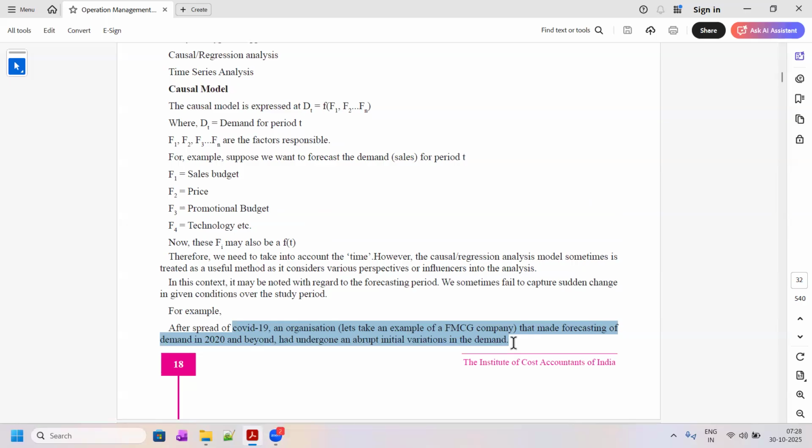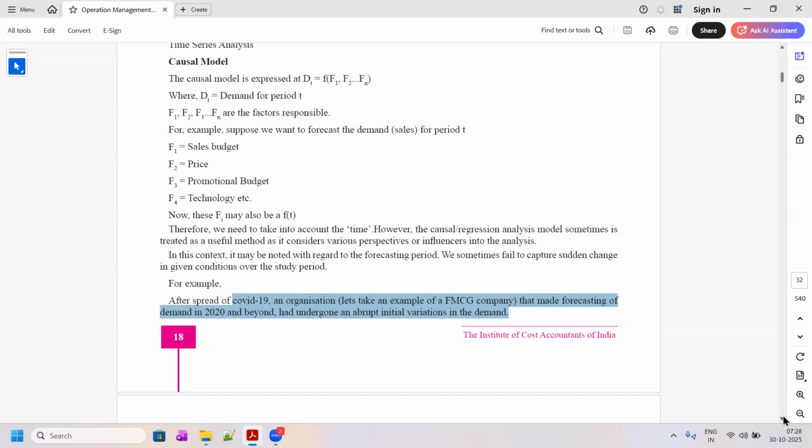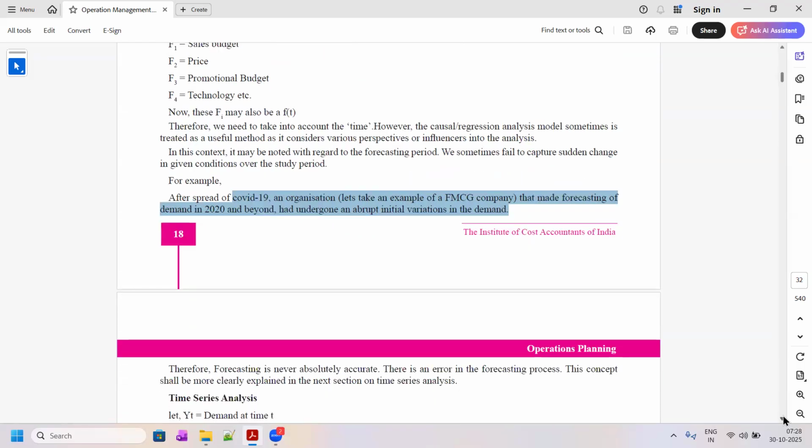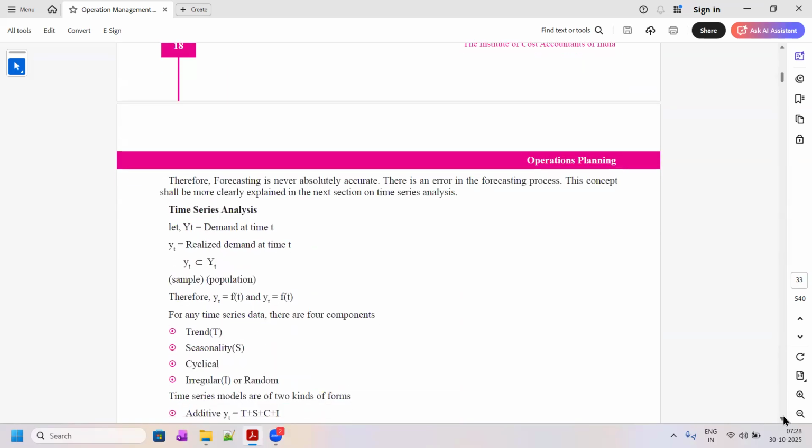So sometimes this model misses sudden changes in market behavior, like the COVID-19 pandemic. For example, a company forecasting demand in 2020 might have been surprised by the drastic change caused by the pandemic. I hope you're getting it. So you have to understand that forecasting is never 100% accurate. There's always some error in the predicted and the actual result. And this inaccuracy is better understood by using time series analysis.